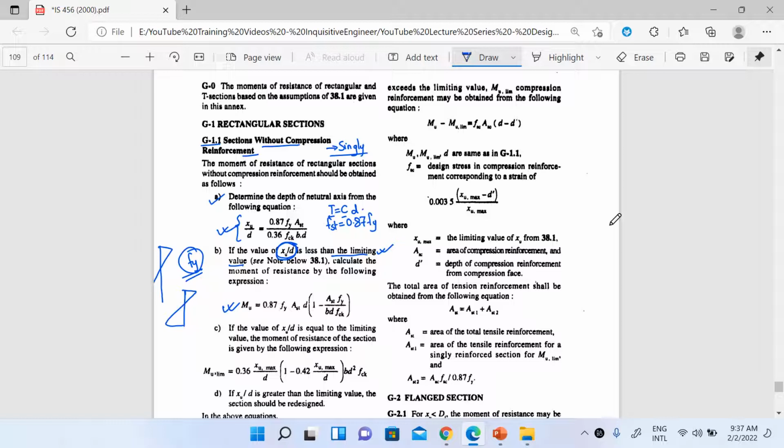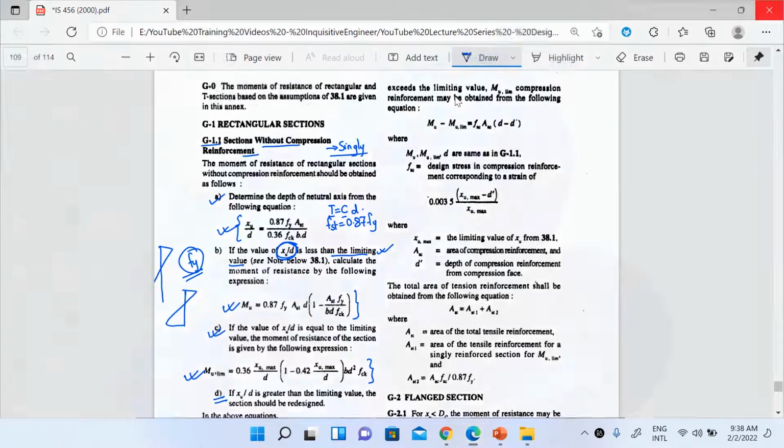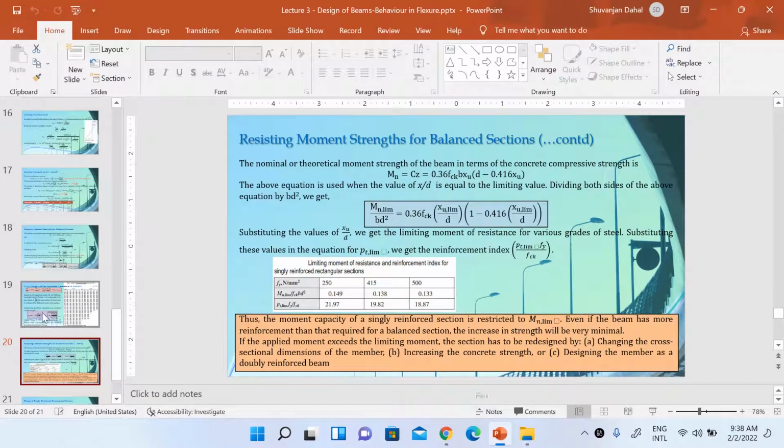If the value of xu by d is equal to the limiting value, we use this formula to calculate the moment of resistance. But if the value of xu by d is greater than the limiting value, then the section will be redesigned, since now our beam will be over reinforced. So we will look at these two formulas today, and in the next two lectures I think, we will probably see numericals relating to the analysis of singly reinforced rectangular reinforced concrete beam. So let me close this and go to my presentation.